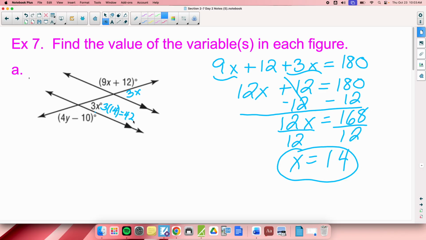What relationship do we know between this angle and that angle? They're a linear pair, right? They form a line. And if they form a line, what do we know?